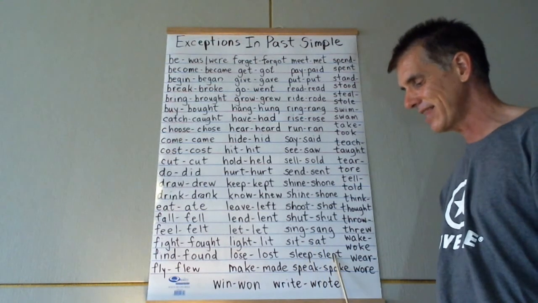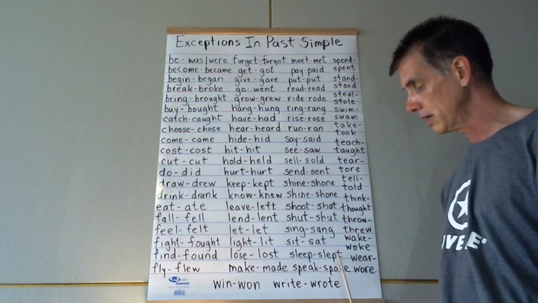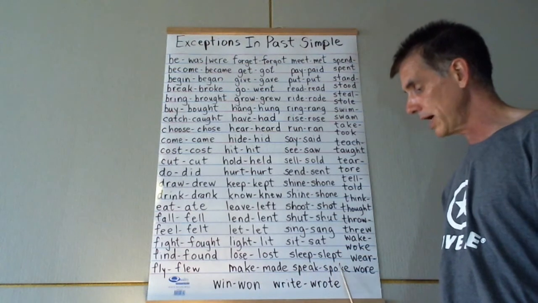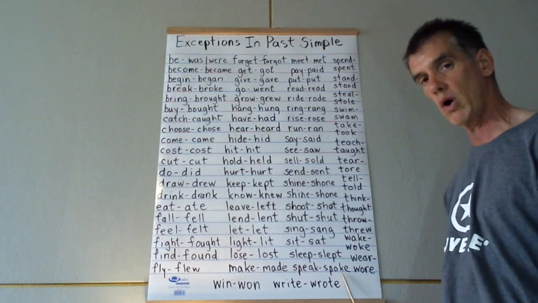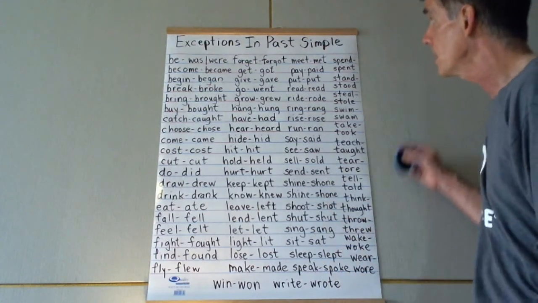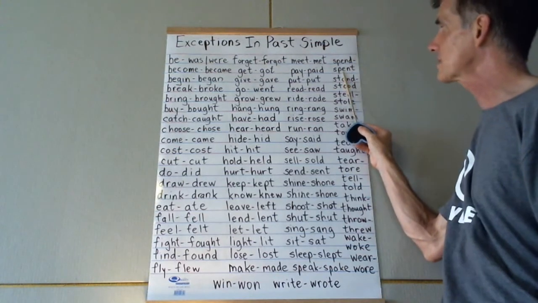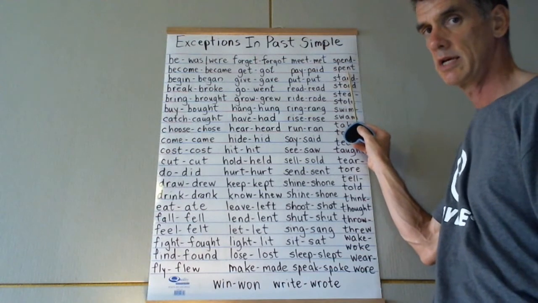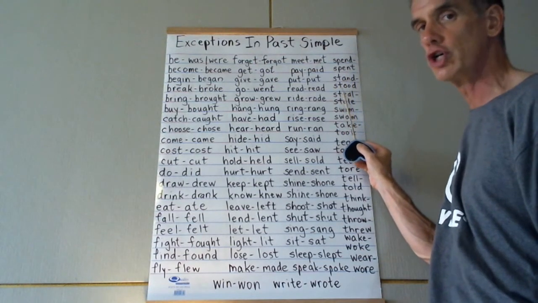Sleep and slept. So from 2 E's to 1 E, and then you add T at the end. Okay? Speak and spoke. Speak, long E sound to long O sound. Speak and spoke. Okay, and back up to the top here. Spend and spent. So D changes to T. Spend and spent. Stand and stood.